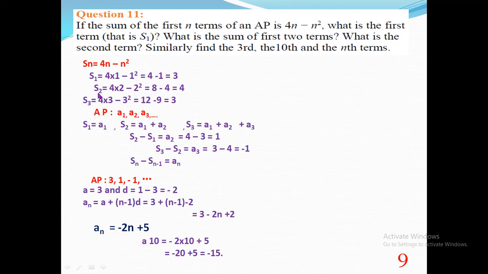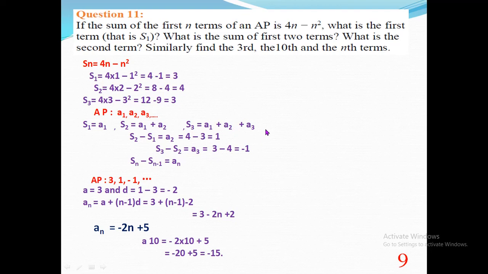Now let us talk about S2. The meaning of S2 is sum of first two terms. That means first term plus second term. So S2 equal to A1 plus A2. And S3 equal to A1 plus A2 plus A3. This is how it goes.